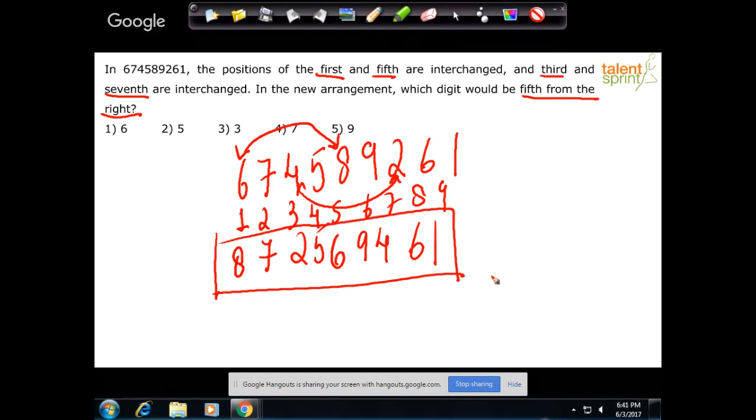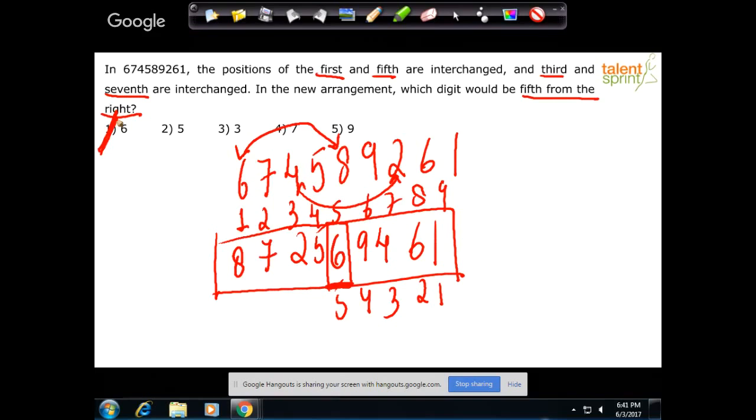Now we have to count from the right. 1, 2, 3, 4, 5. And this is our correct answer. Our correct answer, boys and girls, is option 1, question number 6.